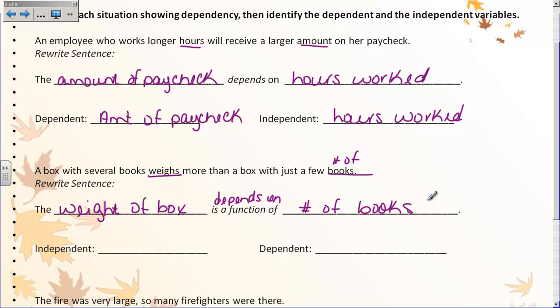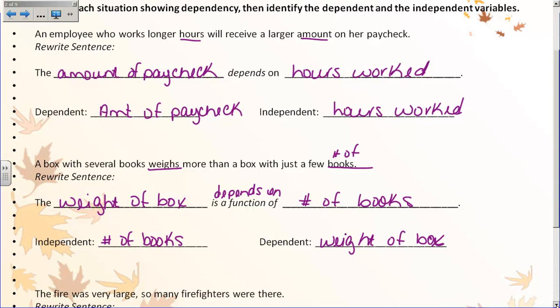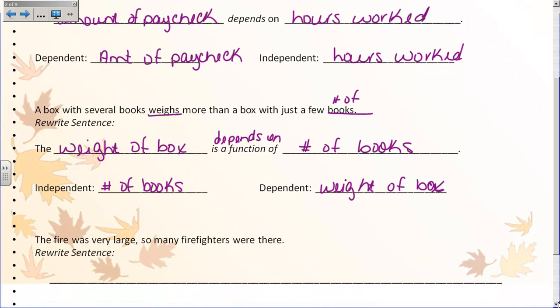So in this statement, our independent variable, you see how they have reversed it on you, is now the number of books, because that's the thing that something depends on. And the thing that depends on that is the weight of the box. So your dependent variable is the weight of the box. So whenever you're doing independent and dependent relationships, you always want to think about which one depends on the other. Which one do I have to know in order to find out the other thing?